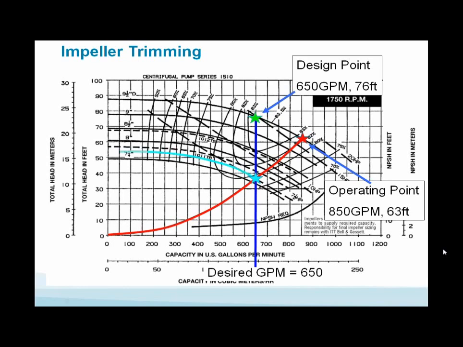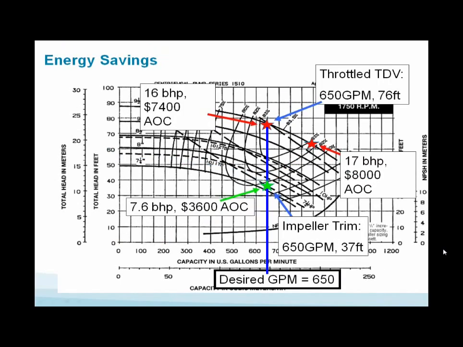In fact, let's just summarize this. 7.6-inch impeller trim. Look at how much money we have saved by trimming that impeller and/or using a variable speed drive and slowing it down. A variable speed drive does the same thing as trimming the pump impeller. You just dial the speed down. I've gone from 17 brake horsepower at initial startup to 7.6 brake horsepower. I've cut the operating cost in half.